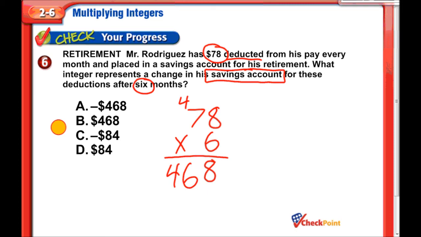Now here's the question, are either of those numbers supposed to be negative? I don't think so, because while deductions sounded like it was going to be negative, really the question's asking about how this affects his savings account. So the $78 is coming out of his paycheck, but it's going into his savings account. So the savings account's going to go up. So that's going to be a positive number. And of course, time is always positive. So I think that's going to be a positive 468. Yeah, I'm pretty sure we've got the right answer there.